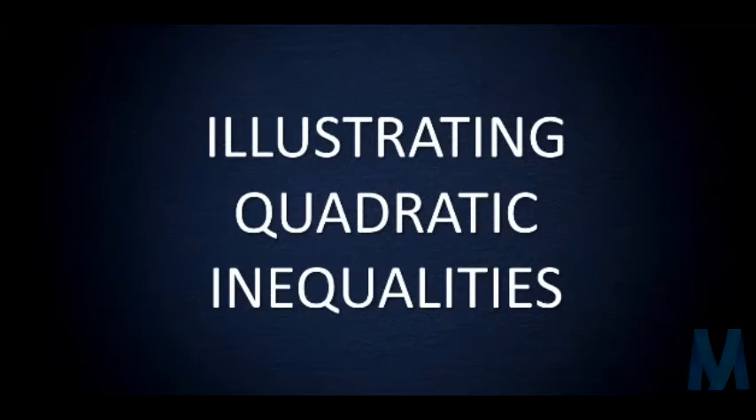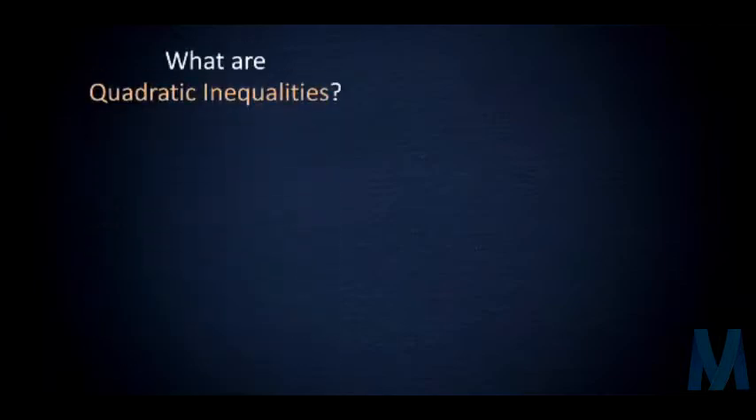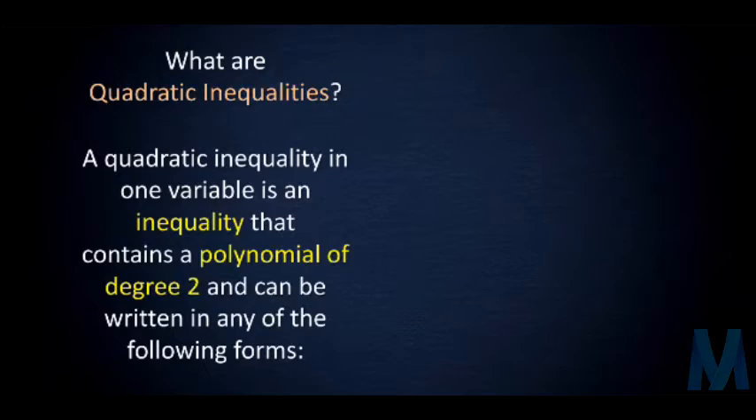So today's lesson is all about illustrating quadratic inequalities. Okay, so what are quadratic inequalities? A quadratic inequality in one variable is an inequality that contains a polynomial of degree 2 and can be written in any of the following forms.